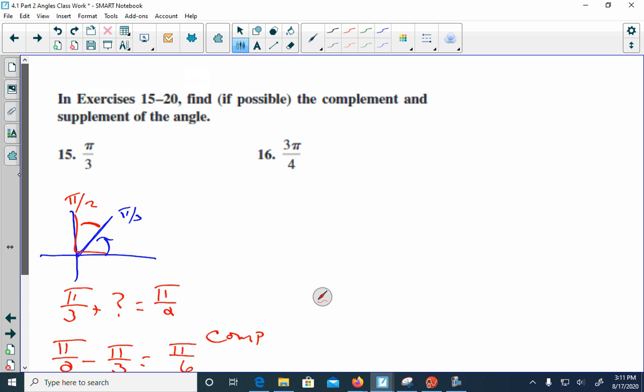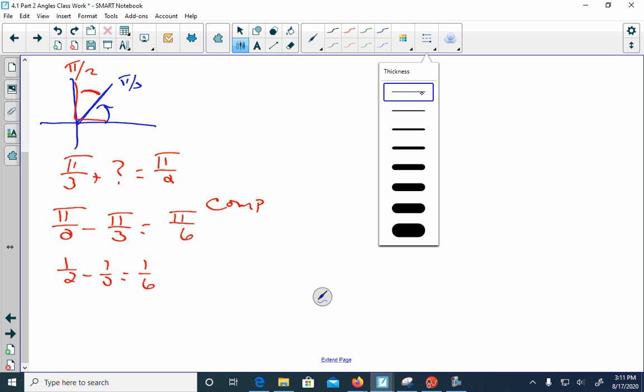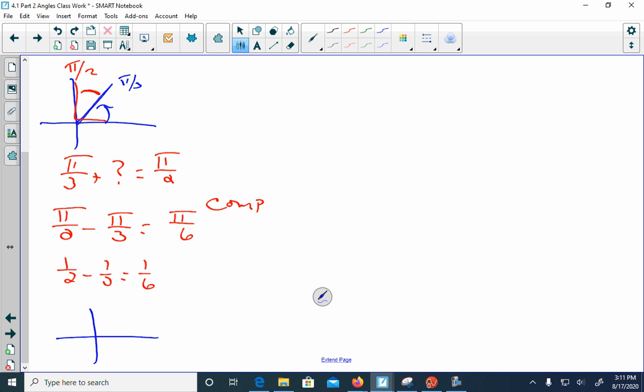The supplement, it does. The supplement is two angles that add up to 180. So the visual for that is, you have this pi over 3. Here's my pi over 3 again.